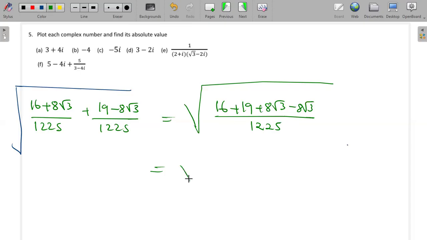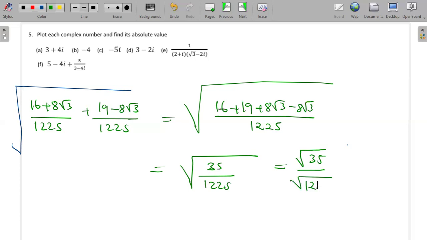So this will be the square root of 35 over 1225. I can write this as root 35 over the square root of 1225. So this gives me the square root of 35 over that square root, which is just 35. So this here is the absolute value for this one. This one was long.